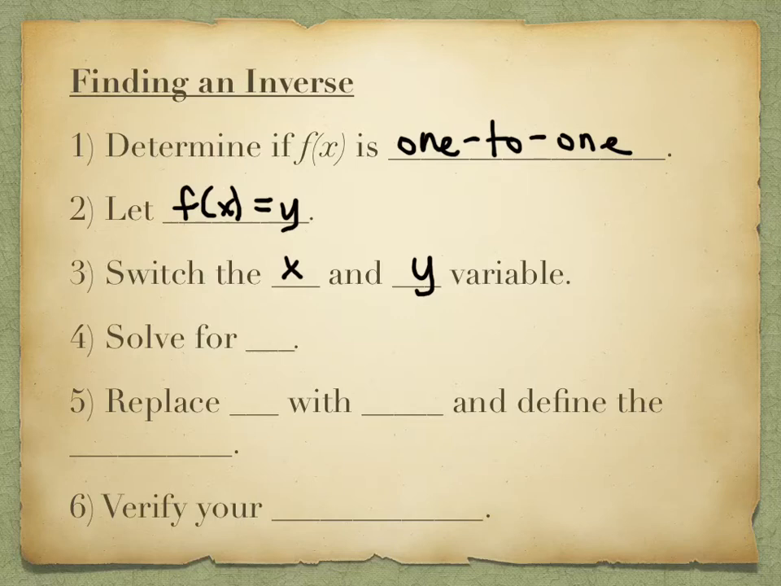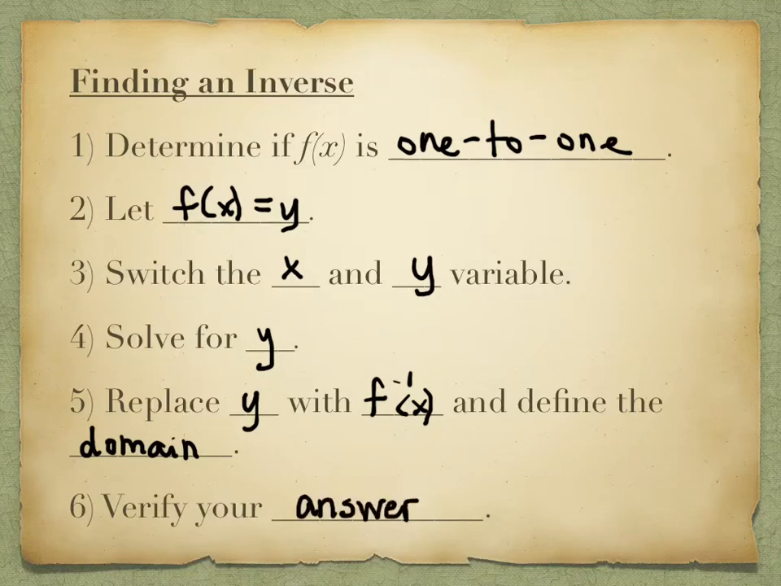The goal, however, is that when you switch these, you're going to solve for what you had previously called x that you're now calling y. Okay, so you're going to solve for the new y. Once you solve for the new y, you're going to replace that notation y with the notation f inverse of x. And you're going to define the domain. Is it all real numbers? Is it x greater than 2? Is it all x values but 7? That kind of thing. And the last thing to do is to verify your answer.